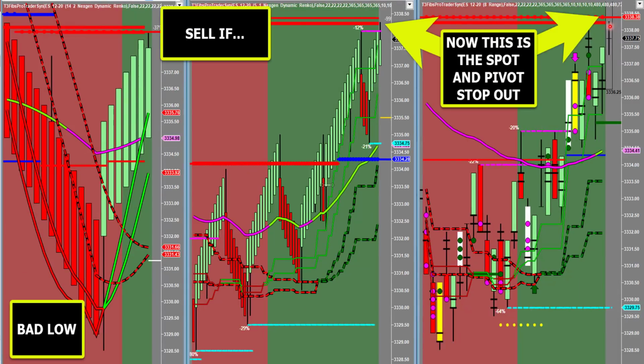Now, once you get to the right spot, then, look, you can see we had an antenna bar and a down, and we pulled back up to it. So as we retested the high and made this pivot stop out, that's a much more appropriate place to attempt a short trade, which it did go down.